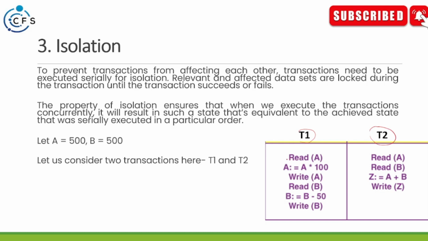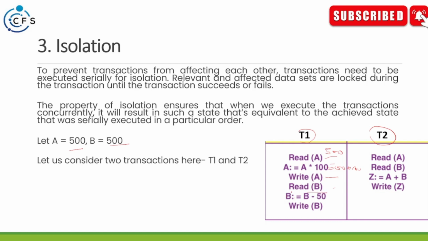So T1, what exactly is it doing? I have started with amount A is equal to 500, B is equal to 500. T1 will read A, so it will be 500, and now A is going to be multiplied by 100, so 500 multiplied by 100, and it will write A. Now it is going to read B, which is 500, and now it will be minus 50, so it becomes 450.